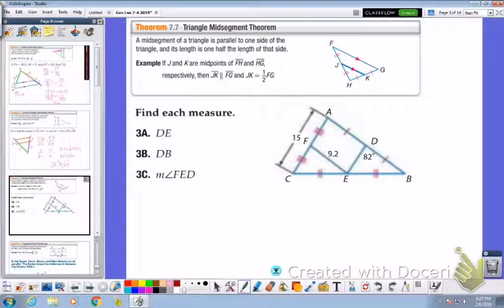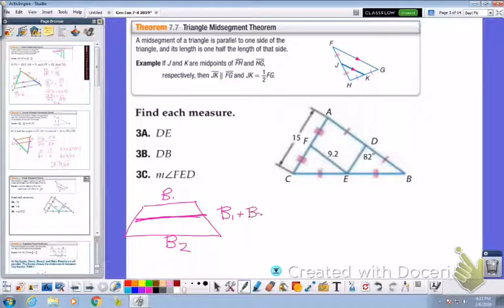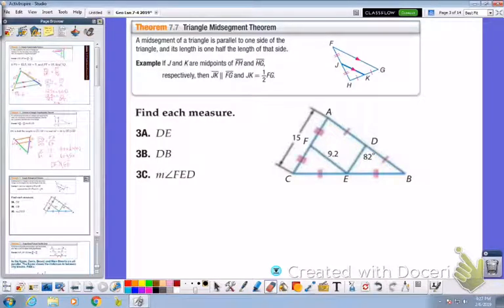So theorem 7.7, this is the triangle midsegment theorem. Think back to your trapezoid. When we had to find the midsegment, I added base 1 plus base 2, and I divided it by 2 to get my midpoint. So I'm dividing it in half. Keep that in mind. This says a midsegment of a triangle is parallel to one side of the triangle, and its length is half the length of that side.